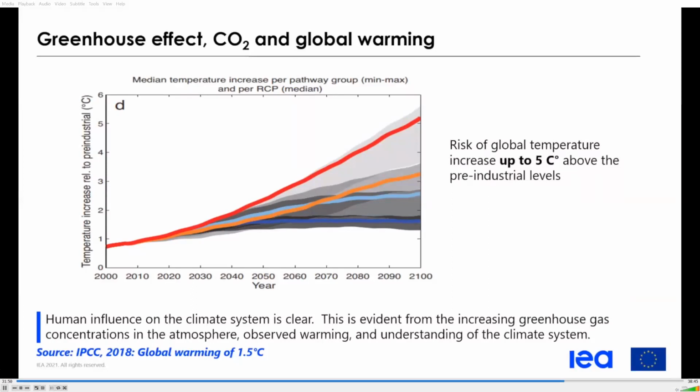According to the IPCC special report on 1.5 degrees C, global temperature increase by the end of the century is likely to reach up to 5 degrees C above the pre-industrial levels if the current policy trends are continued and no significant action is taken.